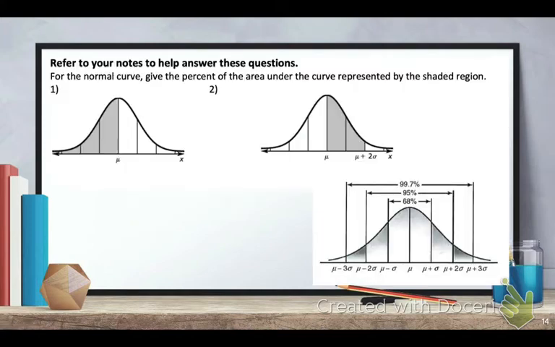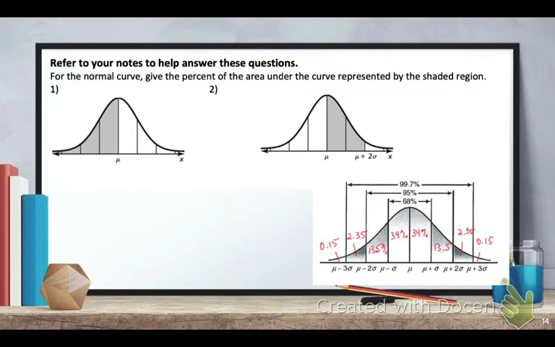Okay, so refer to your notes to help answer these questions. For the normal curve, give the percent of the area under the curve. Hopefully you found, well, first of all, let's talk about the normal curve and let's write in the percentages for each standard deviation mark. As you can see, one standard deviation away from the mean, each section would contain about 34% of the respondents. Then 2 standard deviations would be 13.5, 3 would be 2 and 35 hundredths percent of the population, and 3 standard deviations or more away would be 15 hundredths.